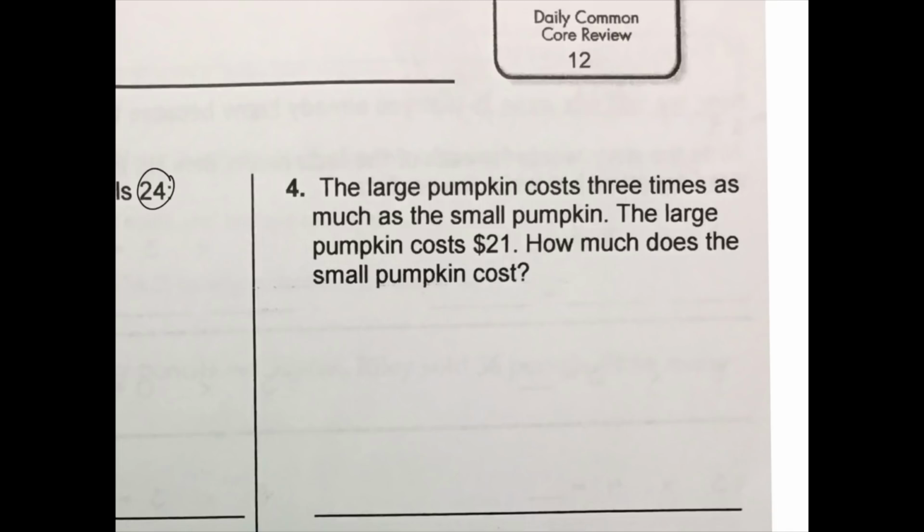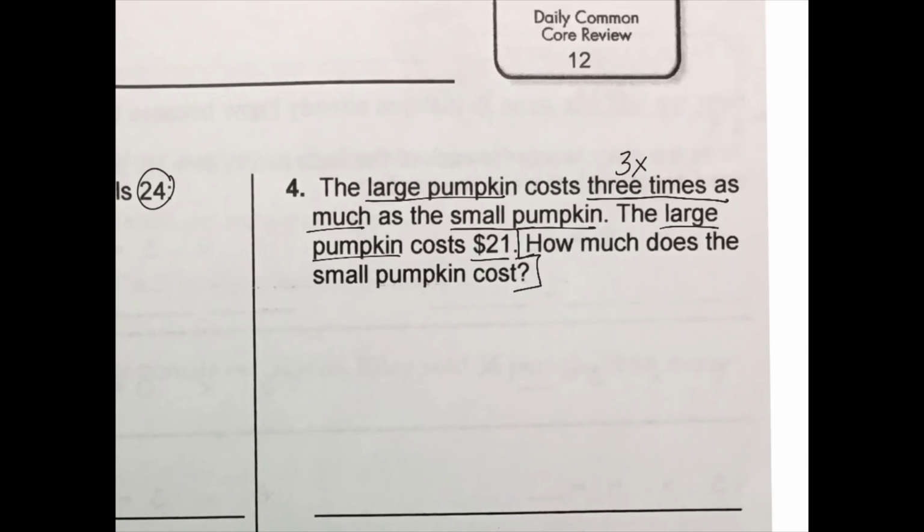The large pumpkin costs 3 times as much as the small pumpkin. The large pumpkin costs $21. How much does the small pumpkin cost? First thing with your pencil, bracket the question. Let's code and underline important info. Let's see. Large pumpkin, 3 times as much. So I'm going to put 3x above that. And that's as the small pumpkin. So that's what we're comparing, large and small. We know the large pumpkin costs $21. All right, I know I'm going to multiply to solve this problem.